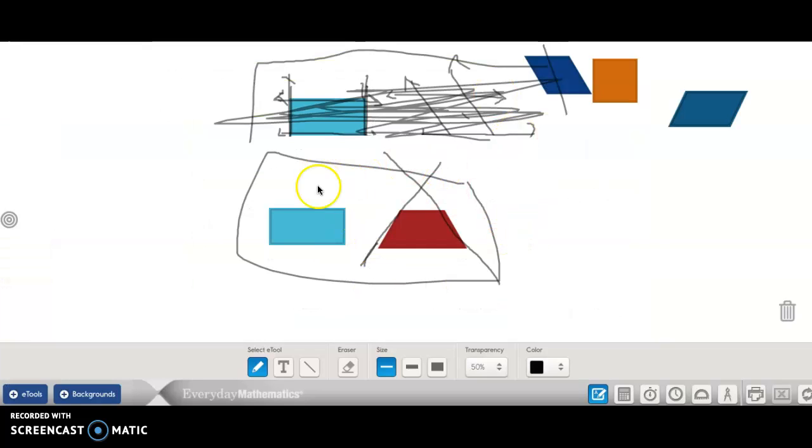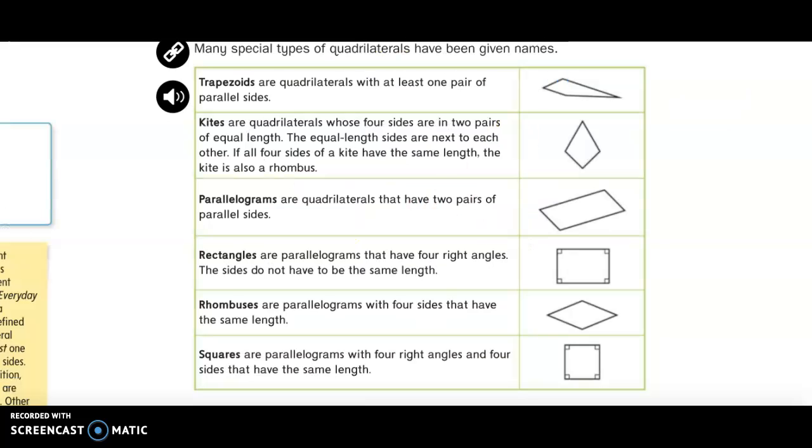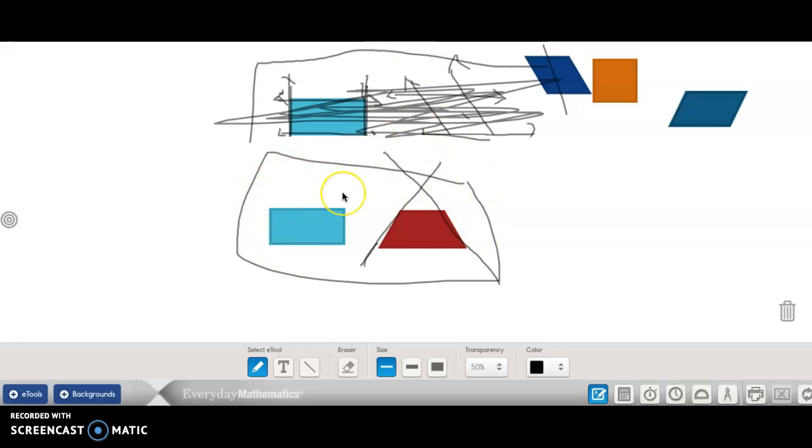All right, this is a, what did we say? A trapezoid, and this is a parallelogram, or more specifically, a rectangle, because it has right angles. It has 4 right angles. Great job, you guys. Okay, I need you to go and open up to journal page 112. I will meet you there.